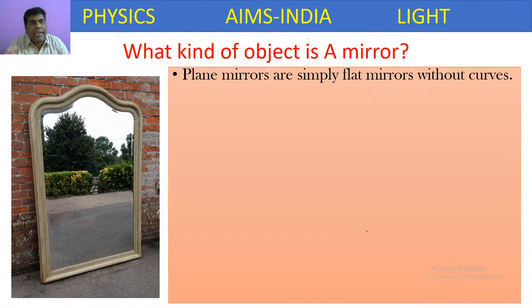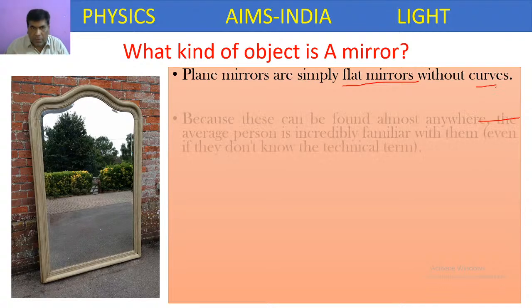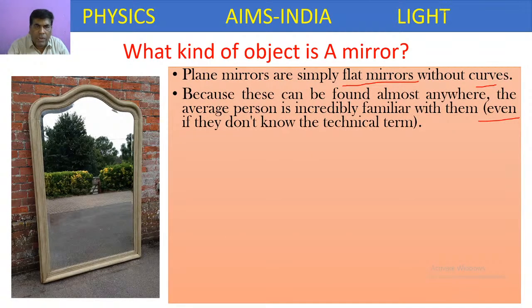So actually, a mirror is considered a transparent object. Plane mirrors are simply flat mirrors without any curves. They can be found almost anywhere. Even a normal person is familiar with the plane mirror, but they might not know the technical term. Still, everybody is aware of the plane mirror.